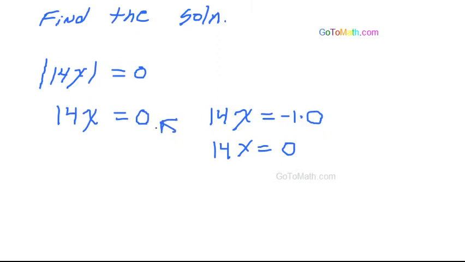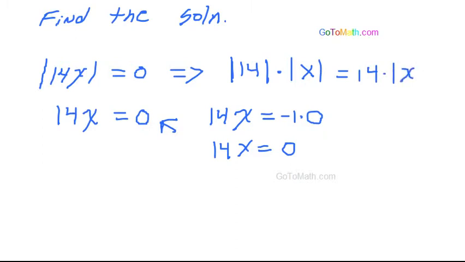Okay? Now another way you can look at this is that you can break this up into two separate absolute values. You have the absolute value of 14 times the absolute value of x. And a lot of times you'll see this. Well, what's the absolute value of 14? Well, the absolute value of 14 is just 14. So we're left with 14 times the absolute value of x.